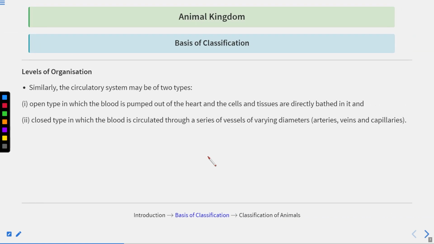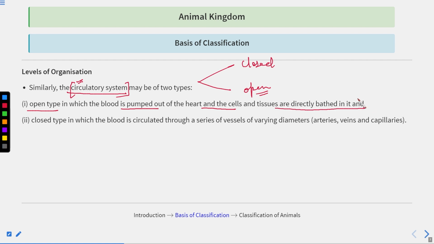Similarly, the circulatory system is of two types. If you see the different organ systems, there are different types within them. If you talk about the circulatory system, then it can be of two types: closed and open. Very important, closed and open type of circulatory system. The first one is open, in which the blood is pumped out of the heart and the cells and tissues are directly bathed in it.